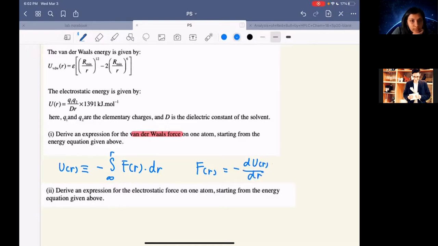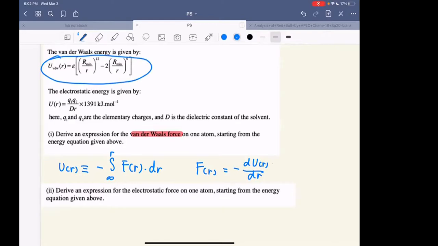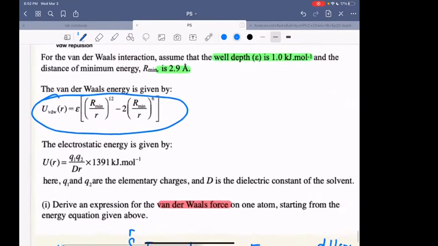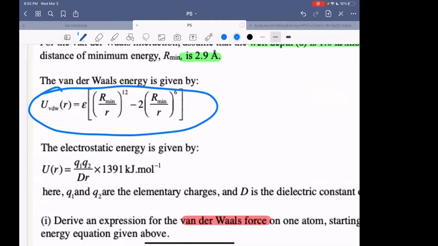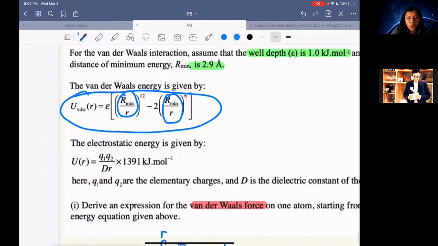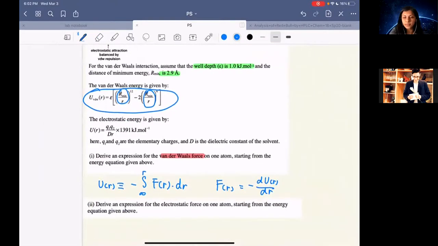Since we have the van der Waals energy equation here, we just have to differentiate it with respect to distance, and that's going to give you the force equation on one atom. You can see that in this equation, we have multiple terms of r minimum over r, so you can probably just use a substitution rule to solve for its derivative.